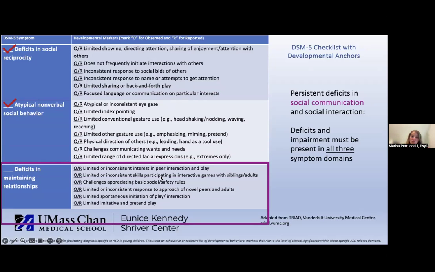Interests, if you're thinking about very young children, may be just the simple interest in peers, the awareness of peers, the observation of peers might fall into this domain. And other things like how do children react when others approach them in different social contexts.